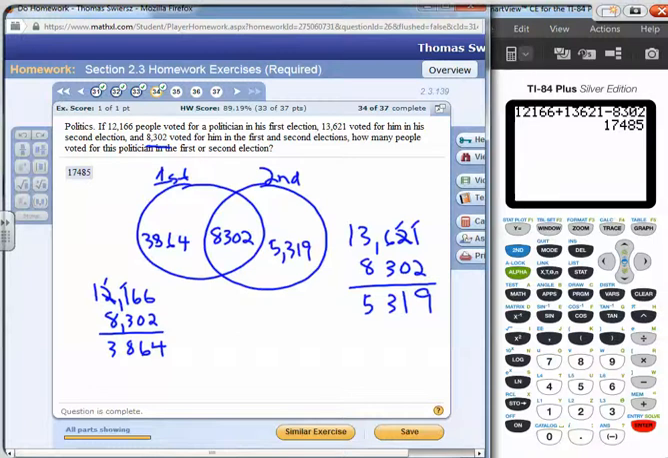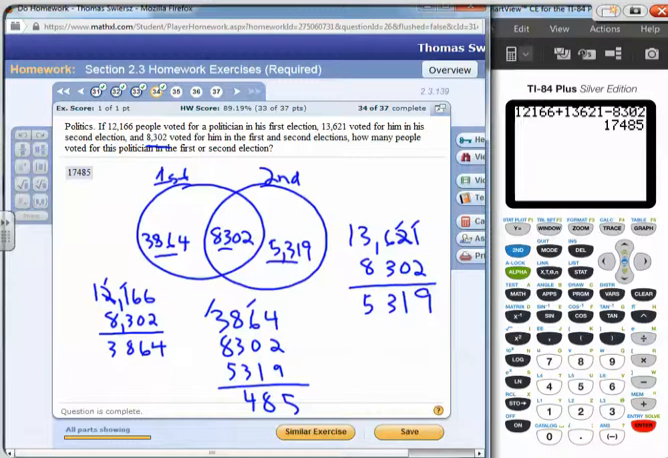So now the first or second would be these three numbers added together. So 3,864, 8,302, and 5,319. If you add those together, you get 5, carry the 1, 8, 11, 14, carry the 1, 4, 12, and 5 is 17. And there's your 17,485, the same value we got by using the formula. Okay? So you can do it either with the formula or the Venn diagram. Very good.